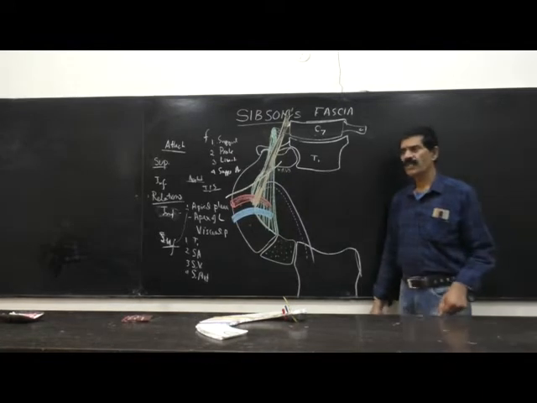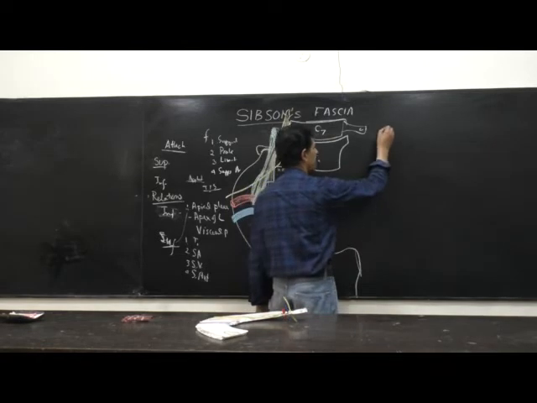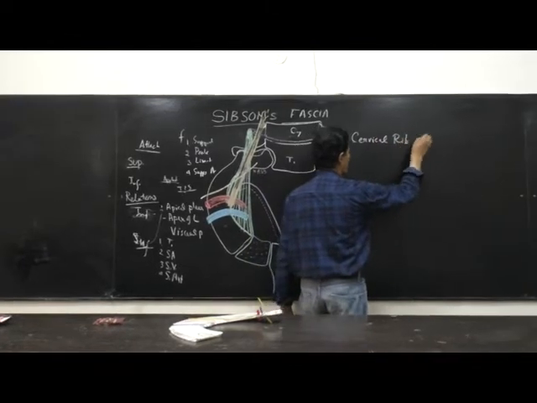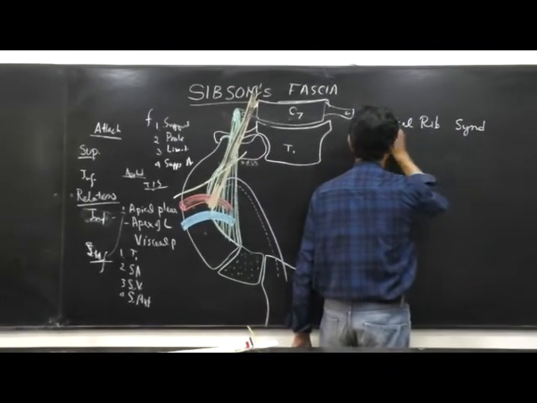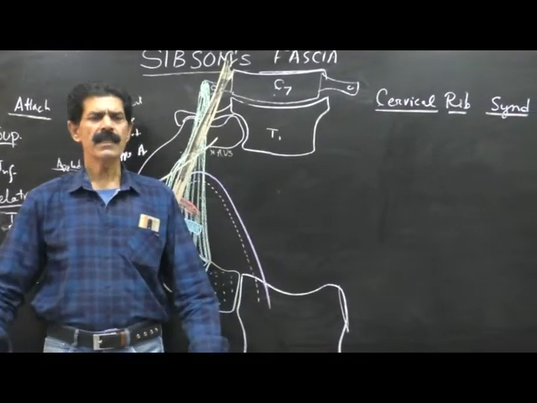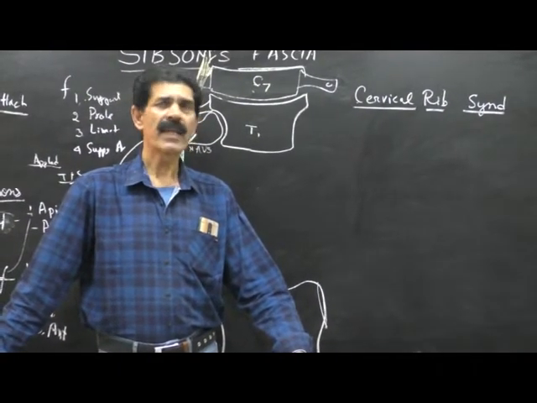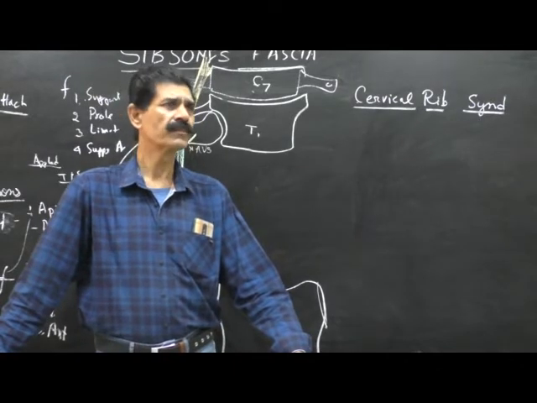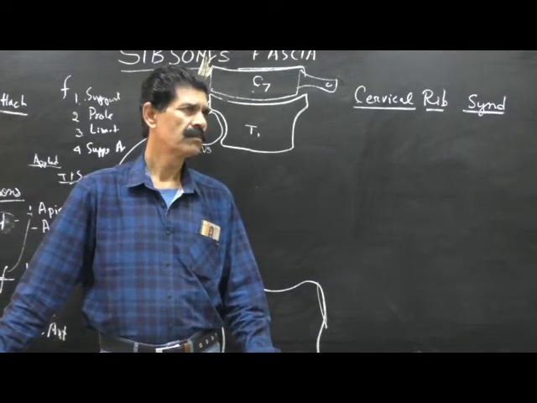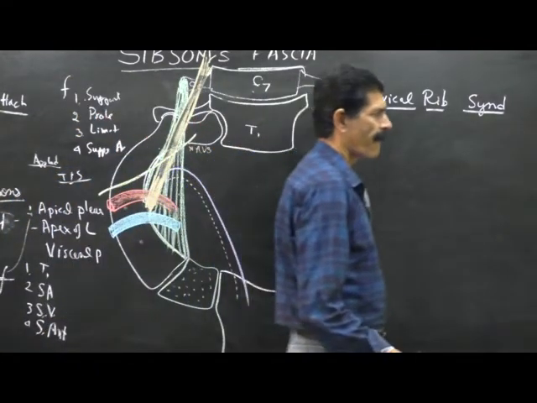Another thing related to the first rib, in relation nearby, is the cervical rib. Cervical rib syndrome. The cervical rib is a supernumerary, additional rib present in 1% of the population. It may be bilateral or it may be unilateral. It may be symptomatic, it may be asymptomatic. So that is called the cervical rib.